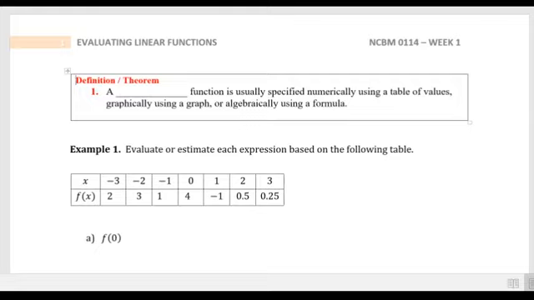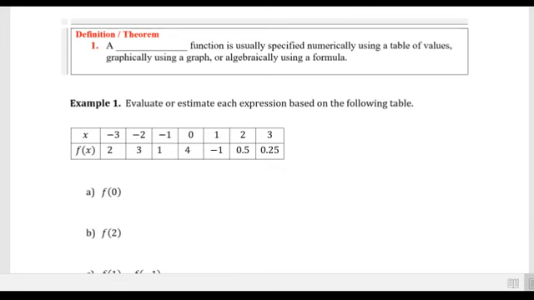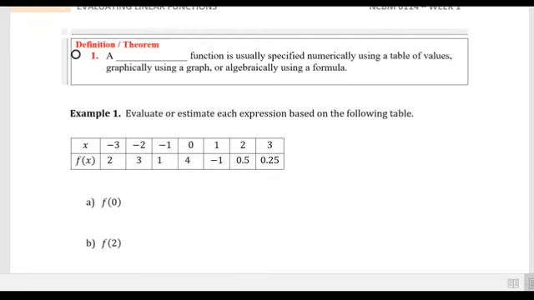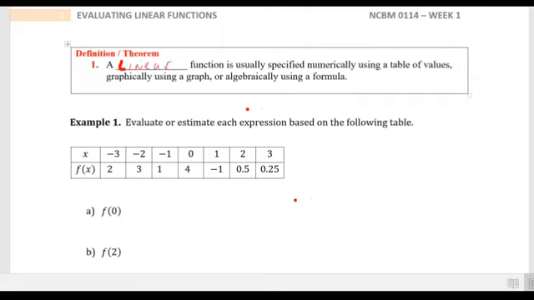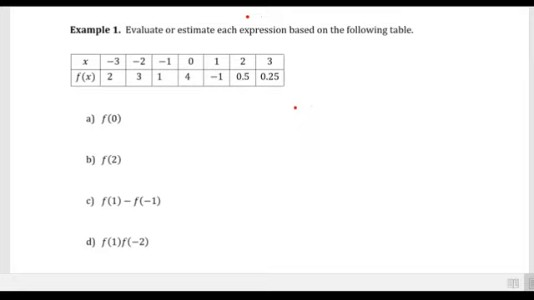Week 1, evaluating linear functions. So what we're going to be covering today is how to evaluate a function. A linear function is usually specified numerically using a table of values, graphically using a graph, or algebraically using a formula. And so let's look at example number 1.